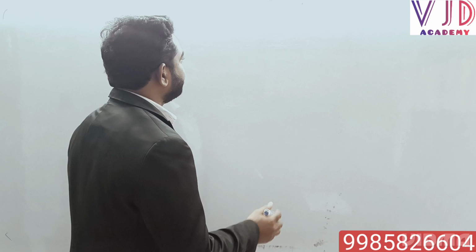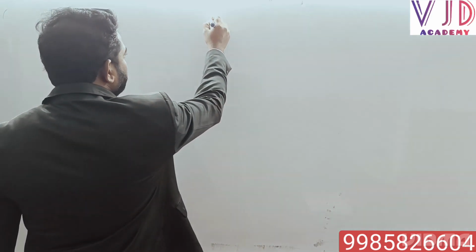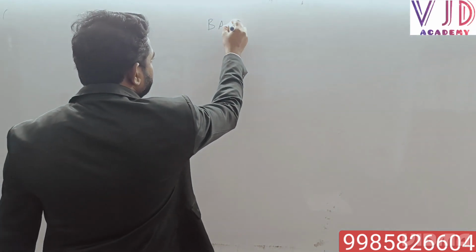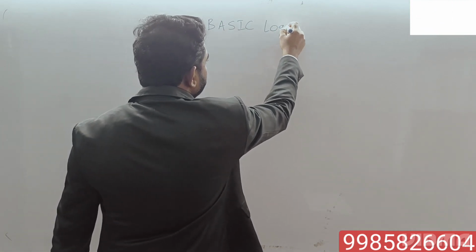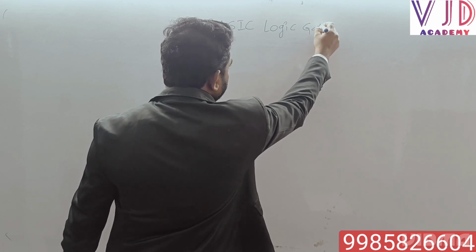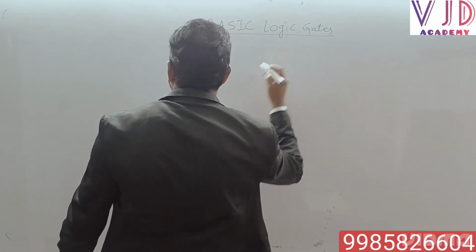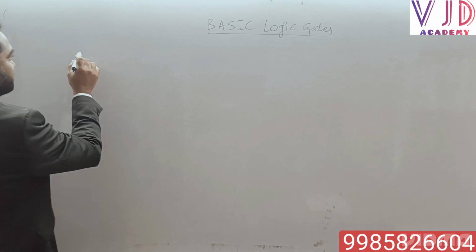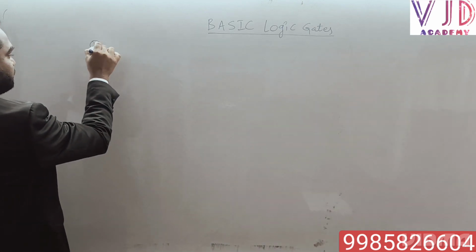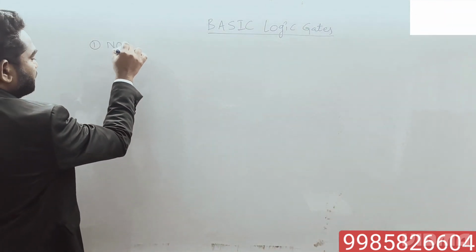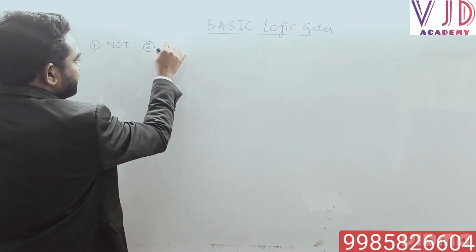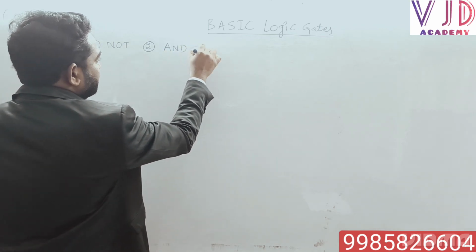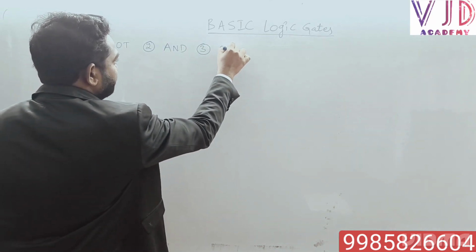Now let me take up a concept called NOT gate. We can say here basic logic gates. Basically we have 3 basic logic gates. First one is NOT gate, second one is AND gate, and third one is OR gate.